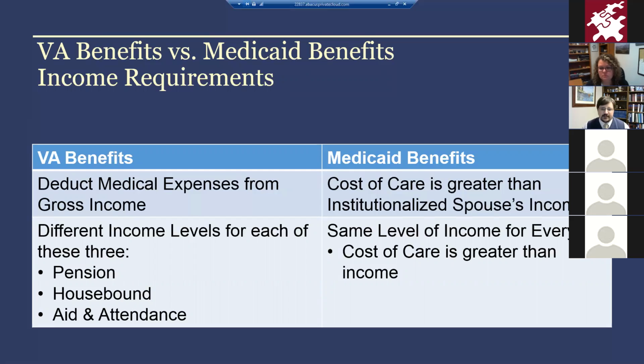What about for Medicaid benefits? How do they figure out the income requirement there? They're only looking at the Medicaid recipient, the institutionalized spouse's income. They're not taking into consideration the spouse at home if there is one. The level of income is the same across the board. Cost of care has to be greater than the income that's coming in. And when it comes to long-term care insurance proceeds, that can be a little bit of a gray area sometimes. So be sure to check the rules on that.